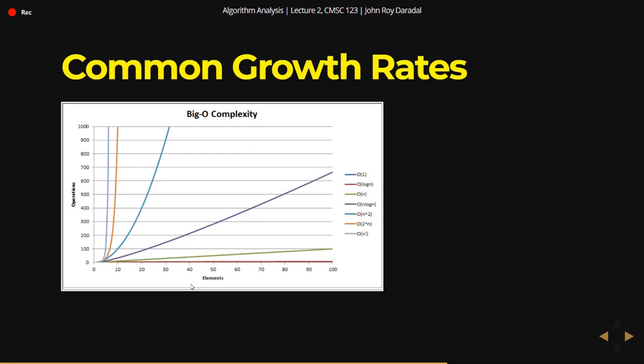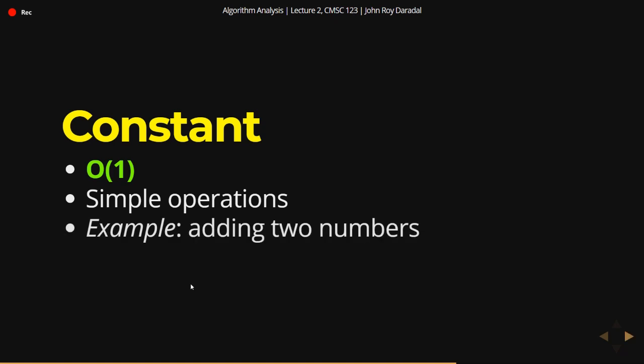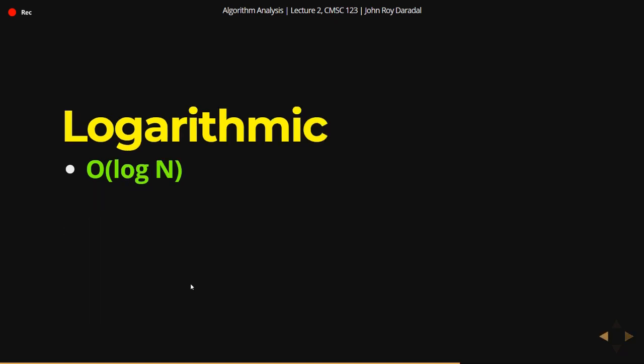Now, let me run through the common growth rates that we'll encounter. So I think we have 7. So first is the constant growth rate, or O of 1. So we use this for simple operations like arithmetic operations, so one-liners basically. Okay, so adding two numbers. So that's constant running time, O of 1.